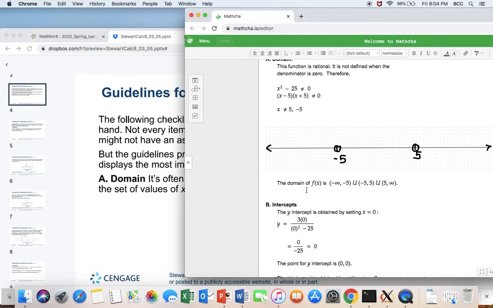Once the points are removed, what is the domain? It's everything except these 2 points. That is, you have 3 pieces of the number line. Negative infinity to negative 5 open, union, negative 5 to 5 open, union, 5 to infinity, open. Open means endpoints are not included. All right, so that is your domain.